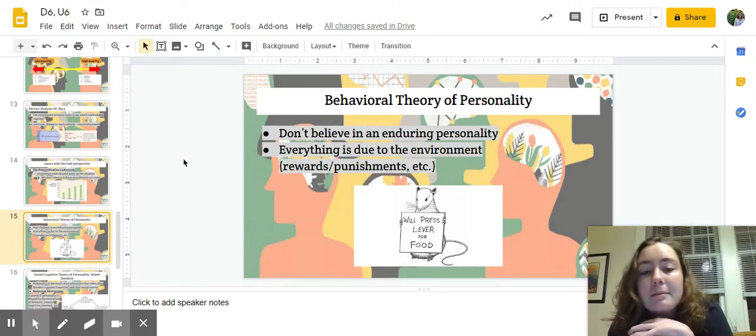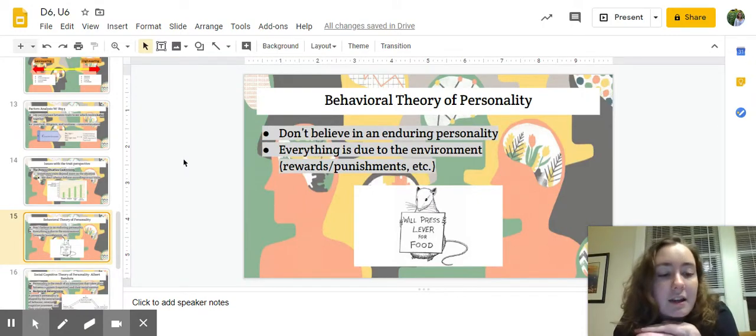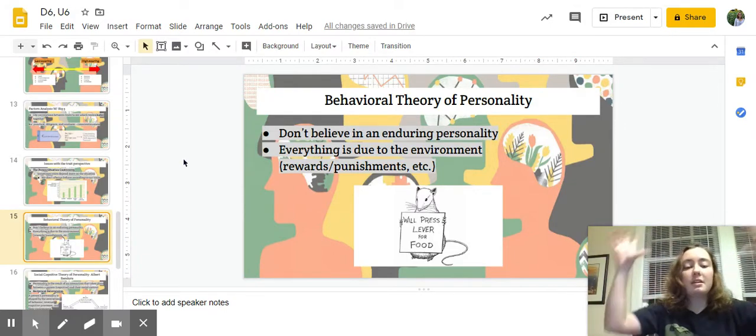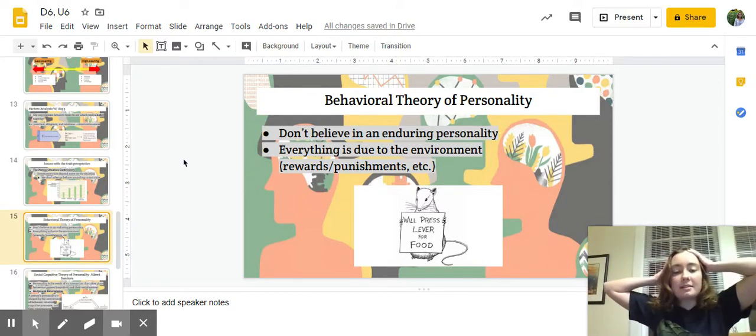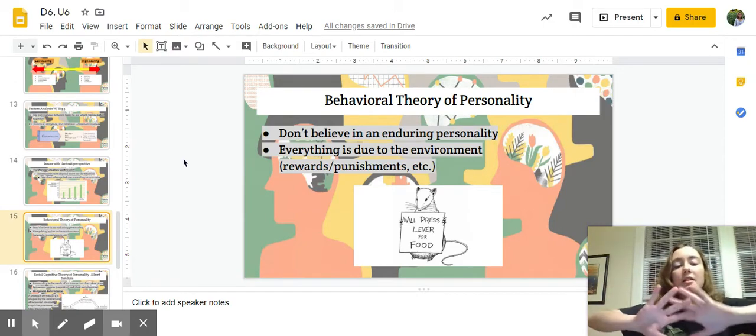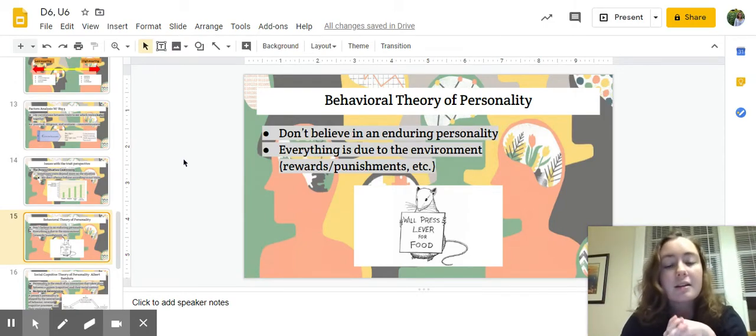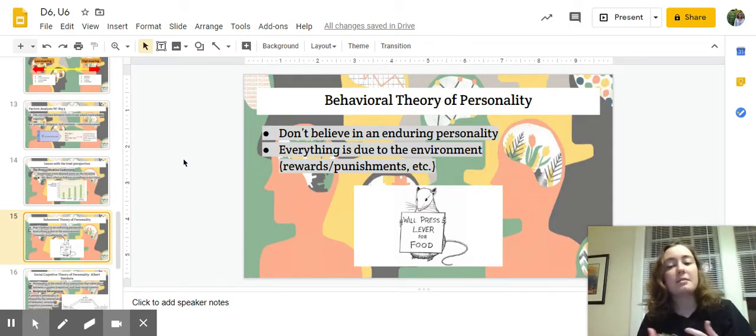Then, real quick note on the behavioral theory of personality, they don't really have one because they don't believe that we have an enduring personality. So, behaviorists, remember, they're really far on that idea of it being nurture over nature. And they're saying that it's really our environment, that we shouldn't think of any cognitive process of what's going on in here. It's all our environment that's shaping us. So they don't think we have an enduring personality because they're saying everything's due to our environment and the rewards and punishments that we're getting.